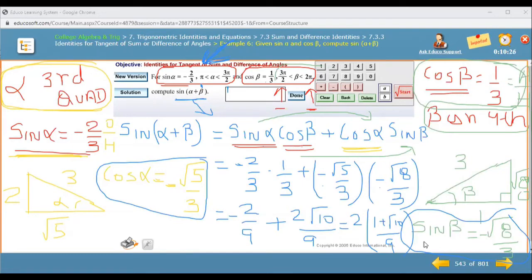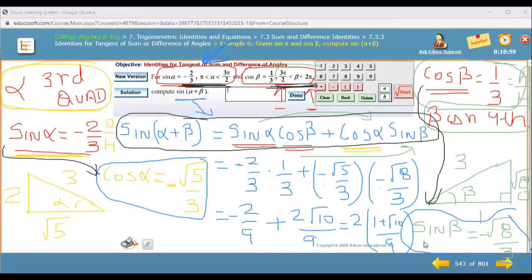This question is very important. The reason this question is important: first thing, we are dealing with quadrants at the top. Secondly, from those quadrants, using sine, I calculate cosine. Using cosine, I calculate sine. Then I'm using the formula.